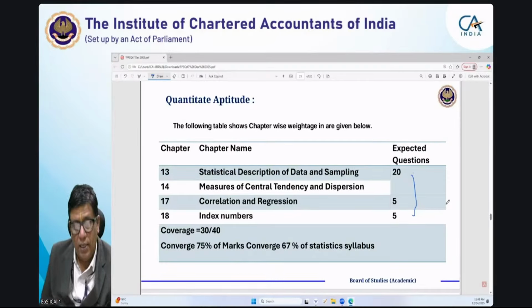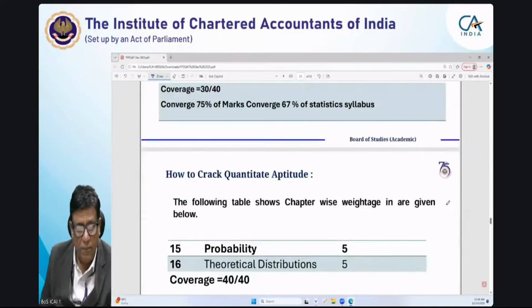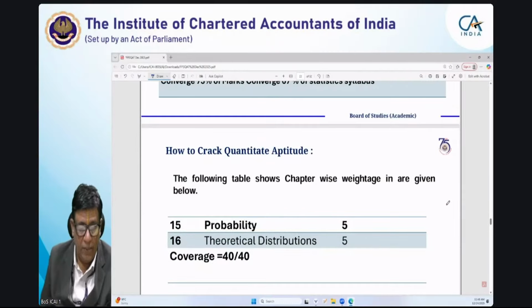Even so, you can't ignore the other topics; statistics is also very important and interesting. Probability and expected probabilities, that is, the theory of expectation, combined with probability, also carry 5 marks; 5 questions are expected from the examination point of view.